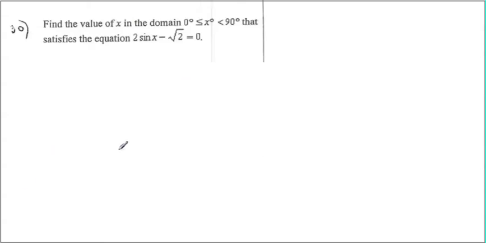All right. How about this one? We end up getting sine x will be equal to radical 2, because we're adding radical 2 on both sides, divided by 2. That means x has to be equal to 45 degrees.